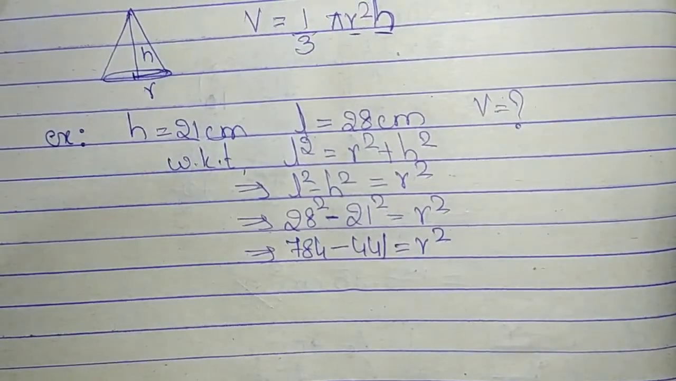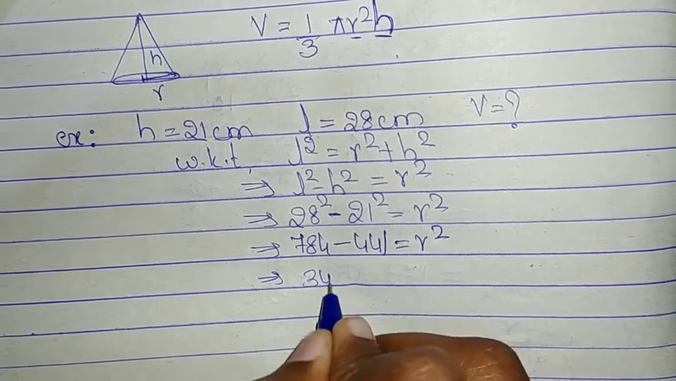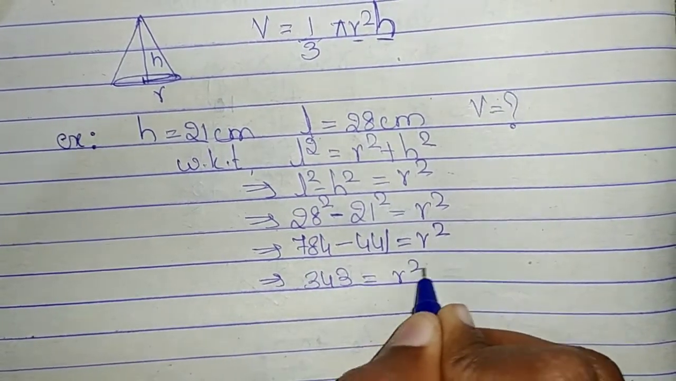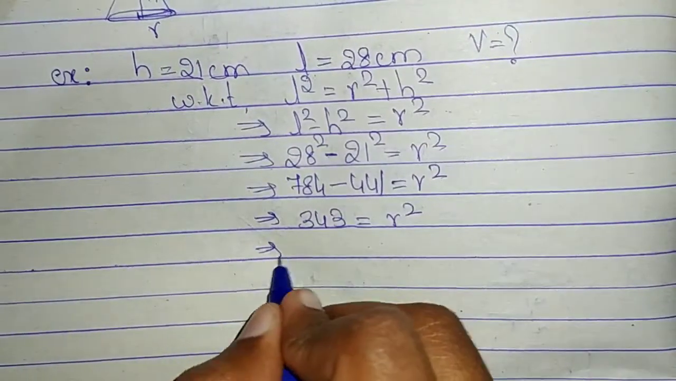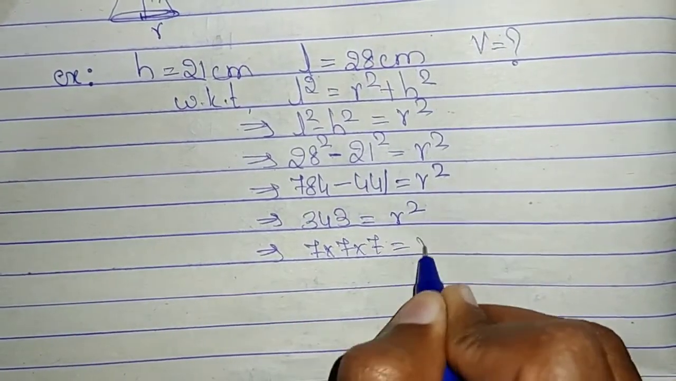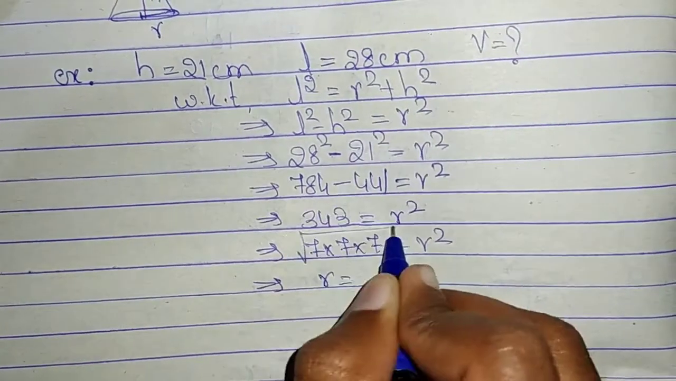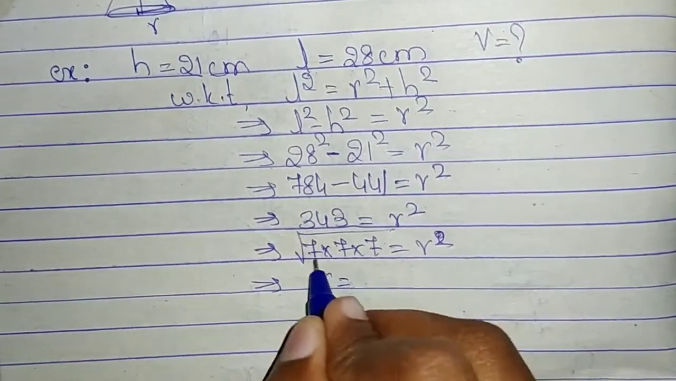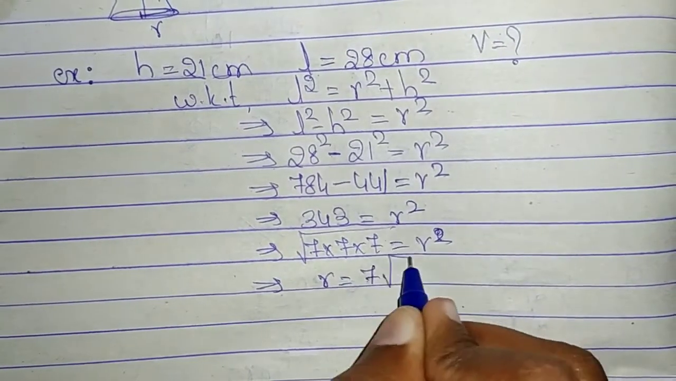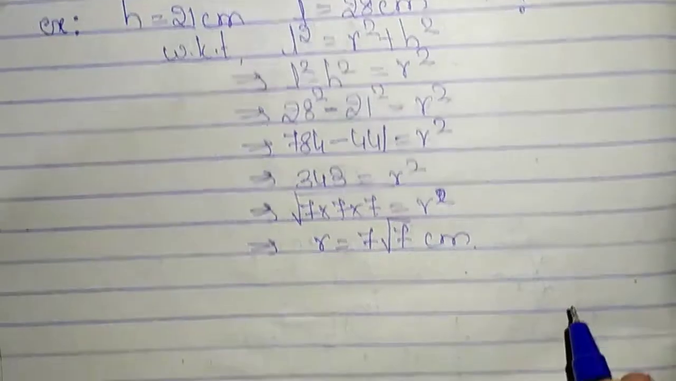Subtracting 784 minus 441, we get 343, which is equal to R square. We know that 343 is 7 into 7 into 7. It is 7 cube. This is equal to R square. So taking square root, R is equal to 7 into 7 comes outside, 7 root 7 centimeters. So this is the radius of the cone.